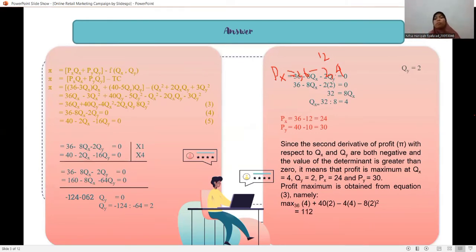The maximum profit is obtained from equation 3. The equation 3 is this.